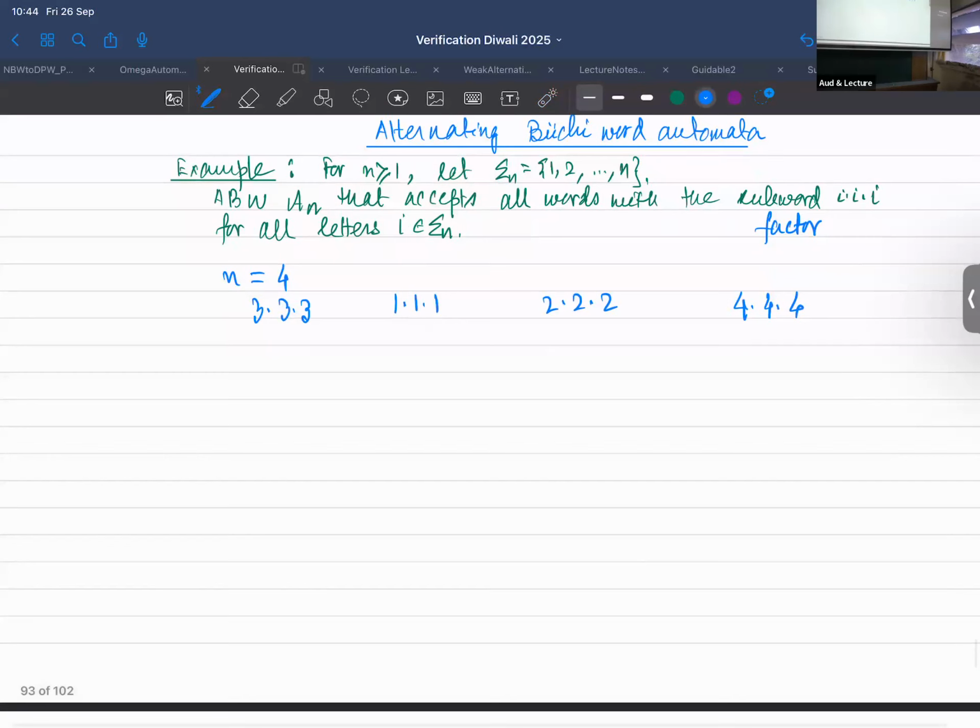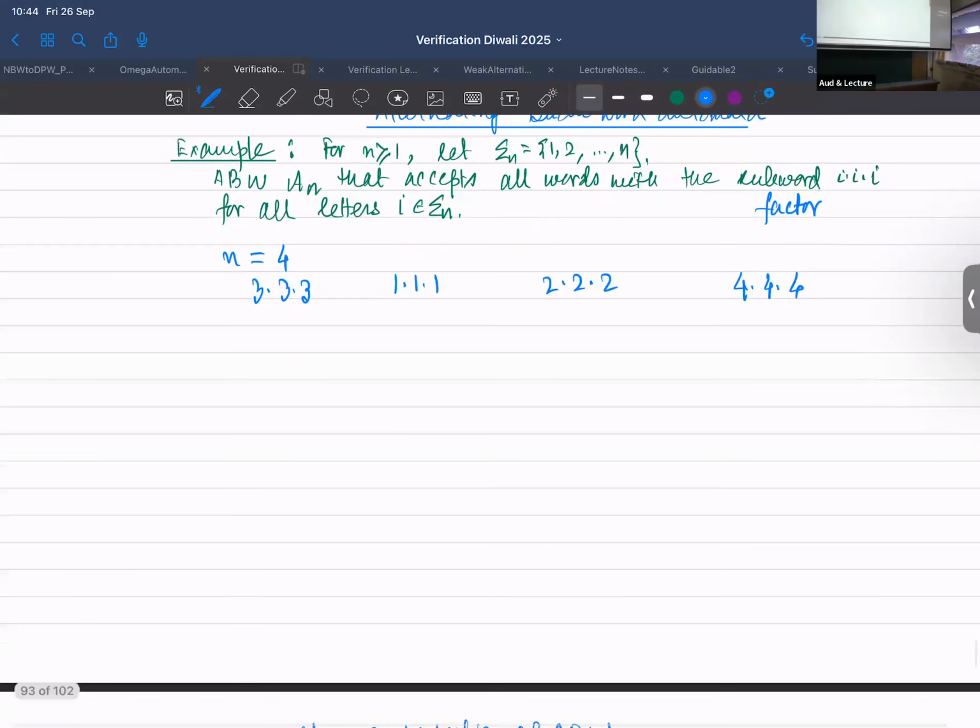So let's try to formalize this. What I will do is, I'll say that I'll have a state space which is Q n, and Q n is of the form, I'll have an initial state to start with, which is Q0, and I'll have sigma n cross 1, 2, 3, like this. So what is the idea of this? These are the states, right? So these are also the states.